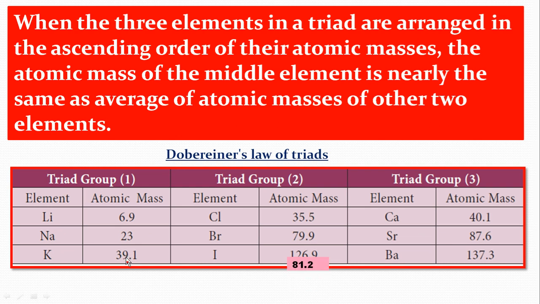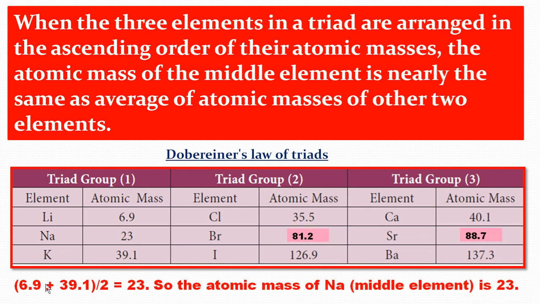So, you have to add 6.9 plus 39.1, and divide it by 2, that is equal to 23. So, 23 is the atomic mass of sodium. In this way, triad group 2, chlorine, bromine, iodine, 35.5 plus 126.9, that is equal to 81.2. Here it is wrongly printed, so you have to change this.